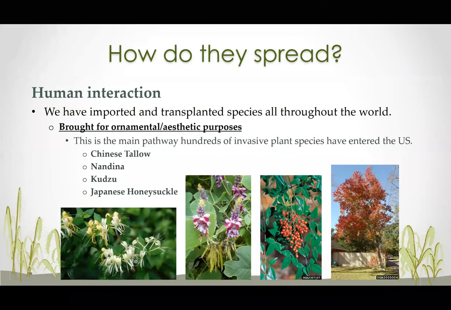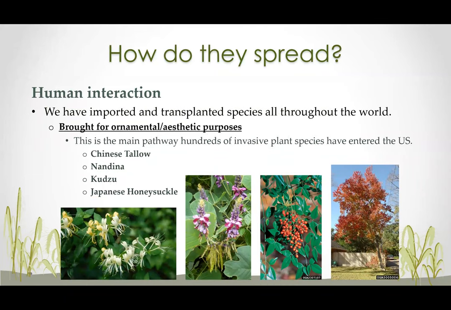And that's also how a lot of invasive plants have been spread, so not just our aquatic plants, but our terrestrial and semi-aquatic plants. They were brought for ornamental and aesthetic purposes. That is the main pathway that many of the hundreds of invasive plants have spread to the United States.